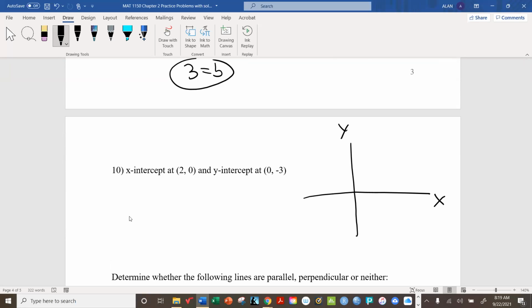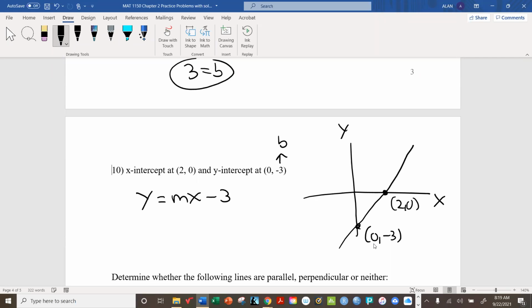Because if you look at it carefully, you'll see this would be the intercept. Oh, no, not there. 0 comma minus 3. This is our b. That's the one way in which this actually matters. The x-intercept is here. So the line looks approximately like this. So you can start out by saying y equals mx minus 3. And then once you know the slope, you're all set.